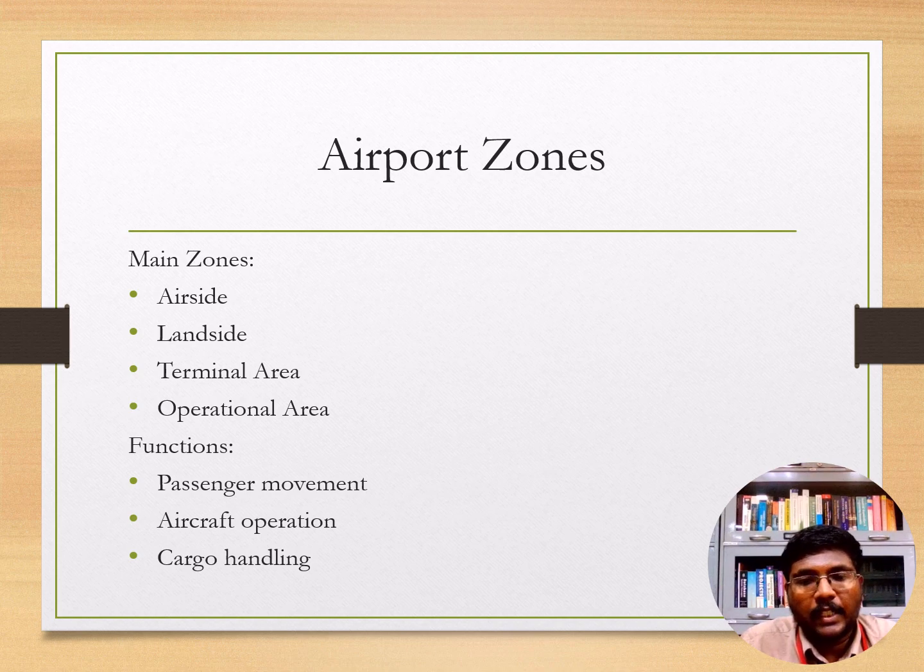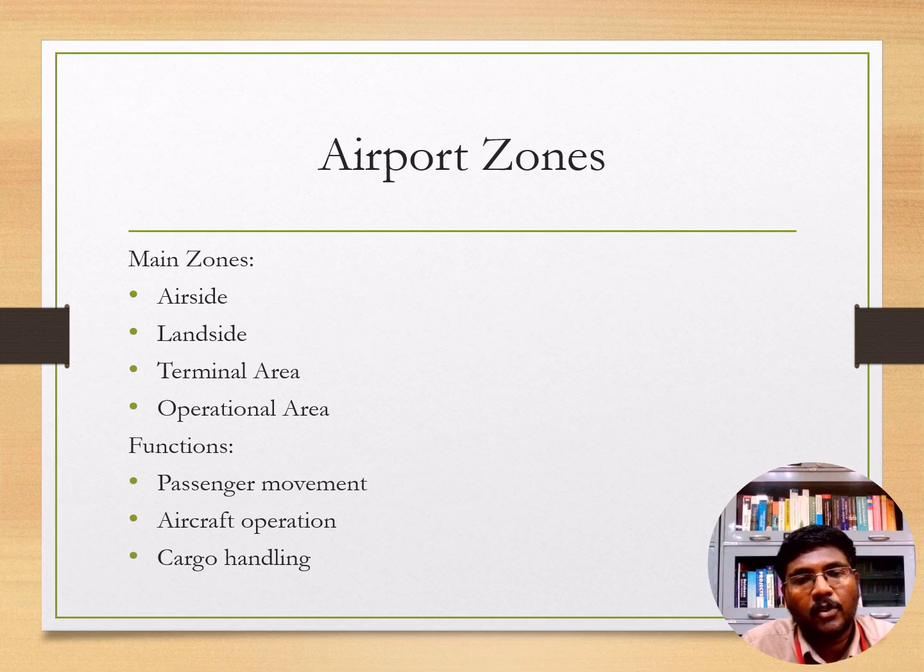Next we see about the airport zones. The airport zones are mainly classified into four different types: airside zone, landside zone, terminal area and operational area. Airside zone means the components that are present inside the airport. When compared to the airside zone, landside zone is defined as the components that are present outside of each and every airport. In the terminal area, mainly administrative functions take place. When compared to the terminal area, in the operation area, functional activities take place.